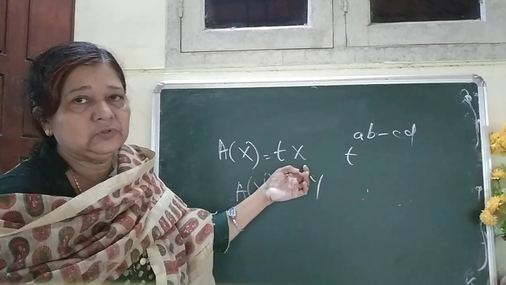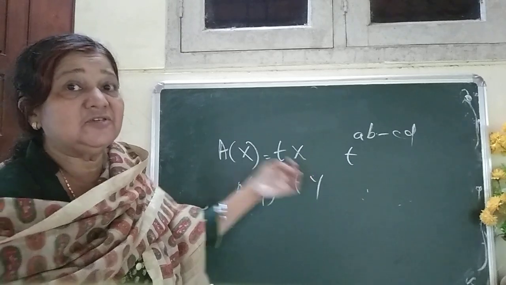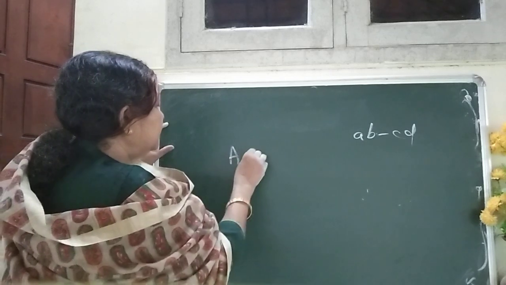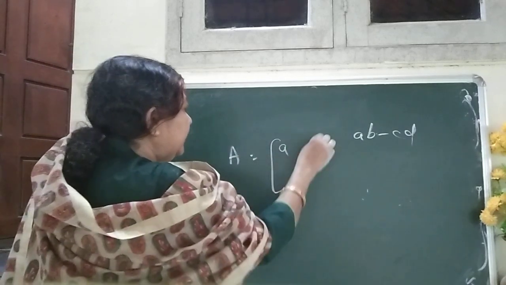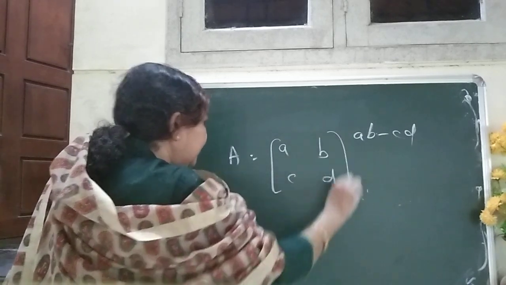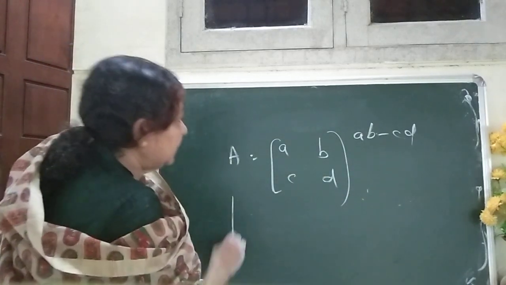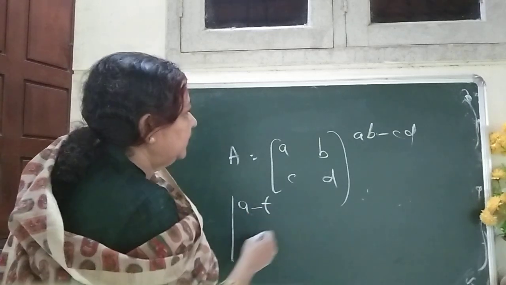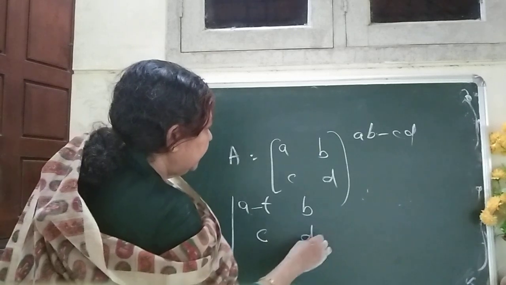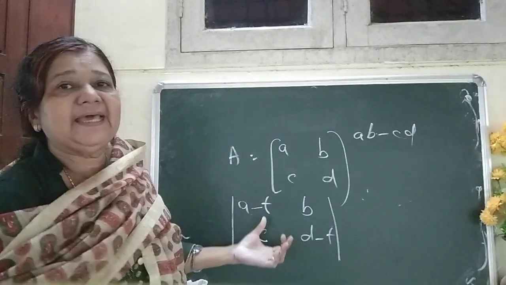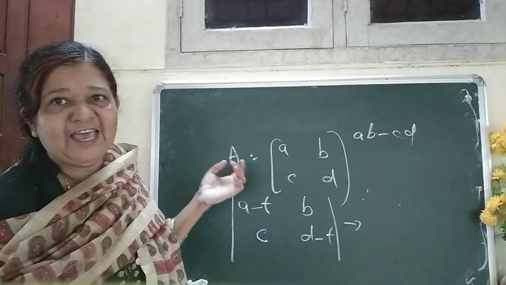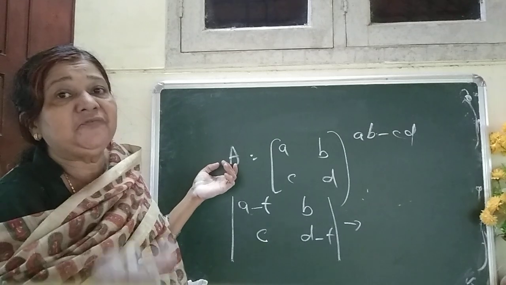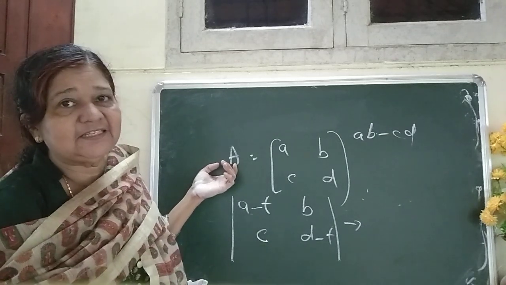Then we come on to the characteristic equation. If A is any transformation whose corresponding matrix is a, b, c, d, then its characteristic equation is the determinant of the matrix a minus t, b, c, d minus t. So the characteristic value is t such that A of x equals t times x. Corresponding to that value, if there exists a vector, we say that it is a characteristic vector.